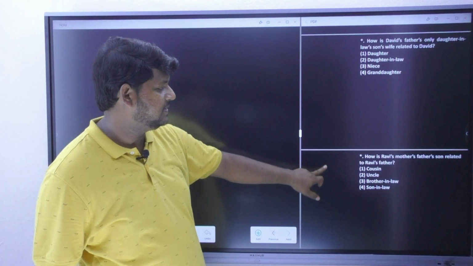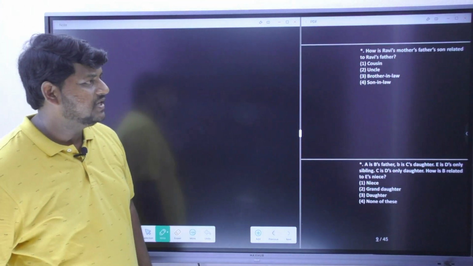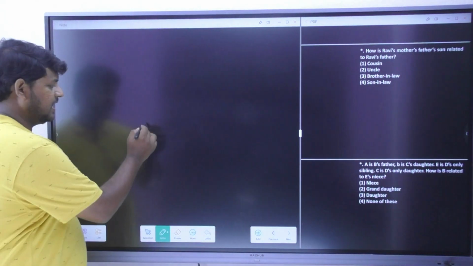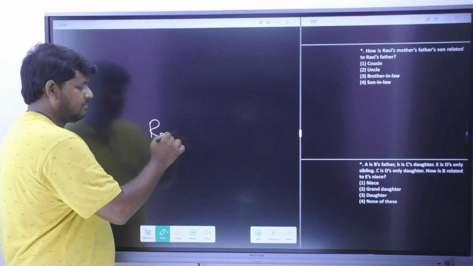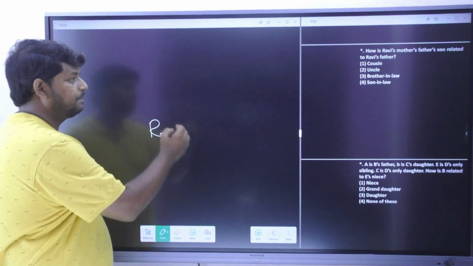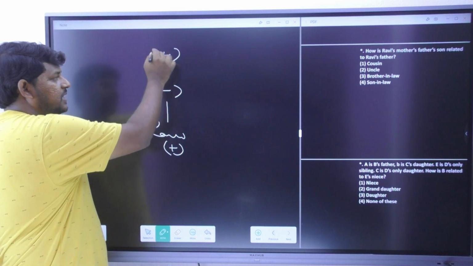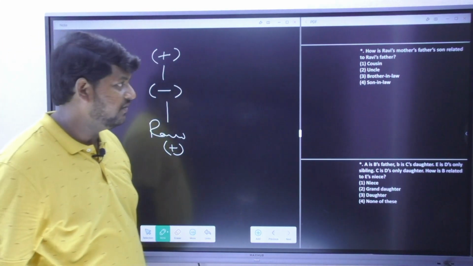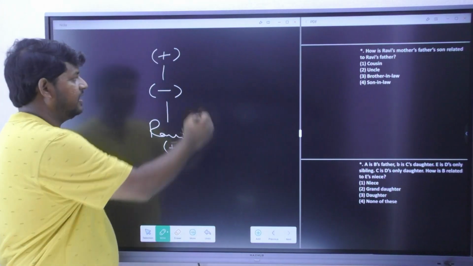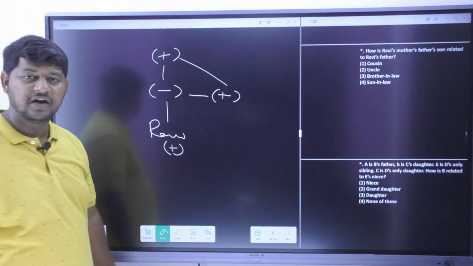Next one, let us see. How is Ravi's mother's father's son related to Ravi's father? Let's observe the gender of Ravi as male. Ravi's mother's father is nothing but definitely Ravi's grandfather. Ravi's mother's father's son, that is, the father's son, is definitely going to be Ravi's uncle.